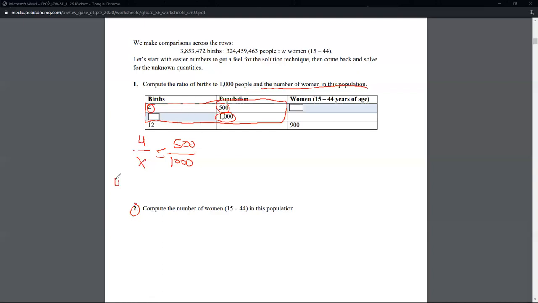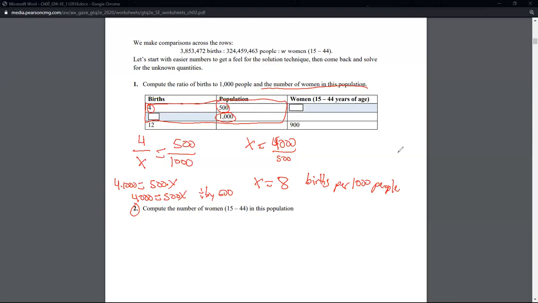Cross multiply, you'll get 4 times 1,000 equals 500 times X, which is 4,000 equals 500X. Divide both sides by 500. And 4,000 divided by 500 is 8. Now that 8 goes here, which is the number of births when the population scaled to 1,000. So that's 8 births per 1,000 people. So if there's 4 births for every 500 people, there's 8 births for every 1,000 people.